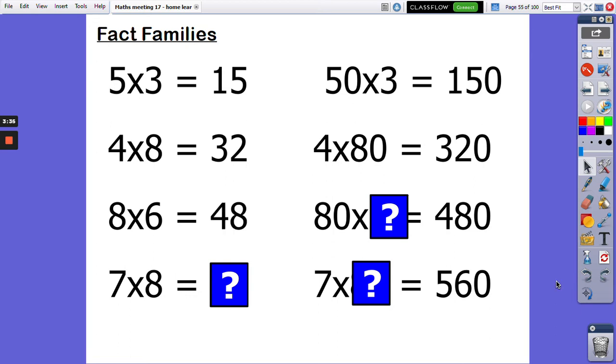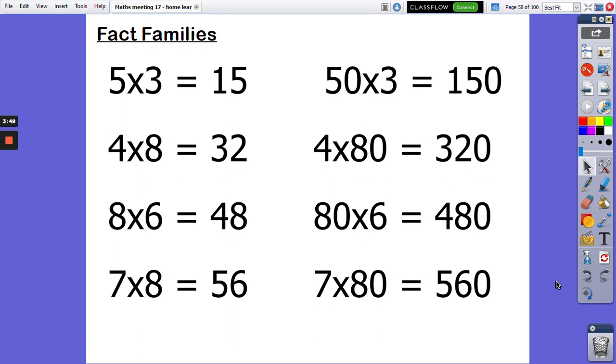8 multiplied by 6 is 48. 80 multiplied by what equals 480? 80 multiplied by 6 equals 480. 7 multiplied by 8 equals 56. So 7 multiplied by what equals 560? 7 multiplied by 80 equals 560.